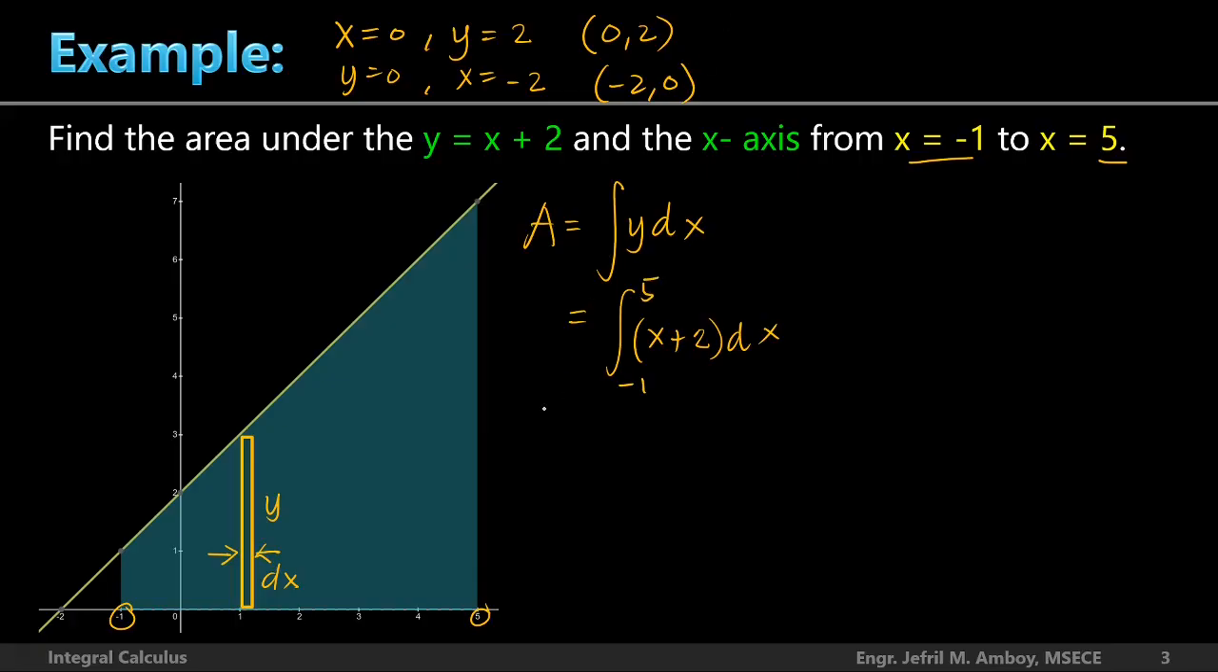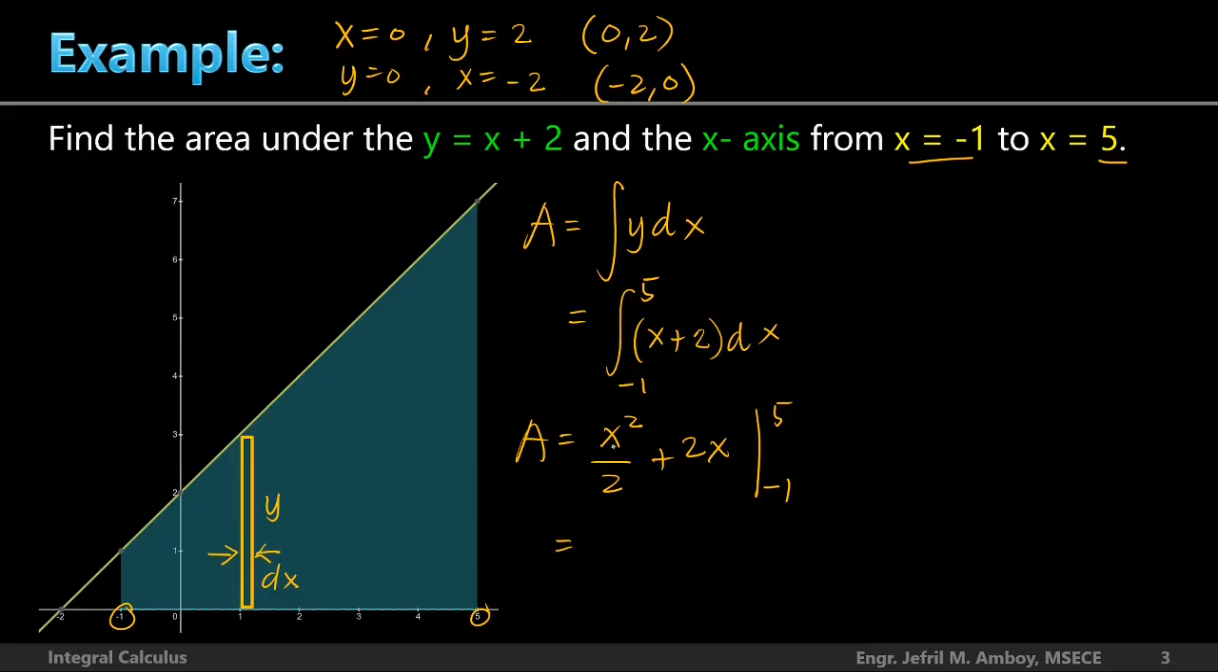Okay, so the next step is to evaluate this definite integral. Let us integrate. We will have x squared over 2 plus 2x, and we have to evaluate this from -1 to 5. We know that in evaluating a definite integral, it's always the upper limit minus the lower limit.